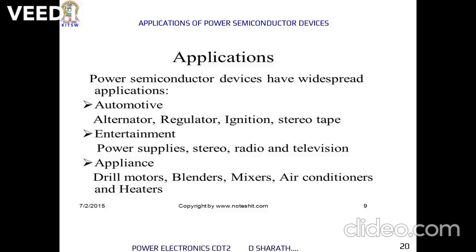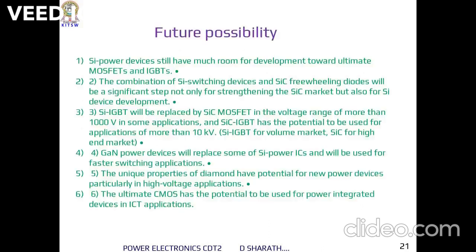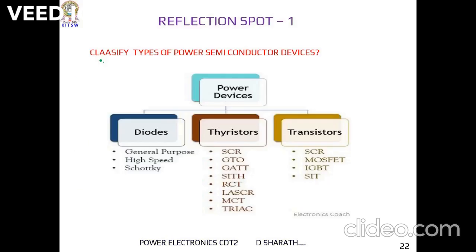Coming to applications of power semiconductor devices, they have wide applications. In automotive, they are used for alternators, regulators, ignition, stereo, and entertainment, power supplies, radio, and television. In appliances, such as drill motors and mixers, we use power electronics. These are the future possibilities of MOSFETs, IGBTs, and ultimately CMOS IC applications. The unique properties of diamond have potential for new power devices, particularly in high voltage applications.